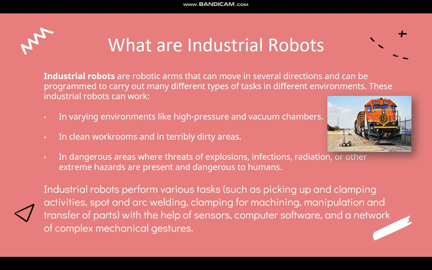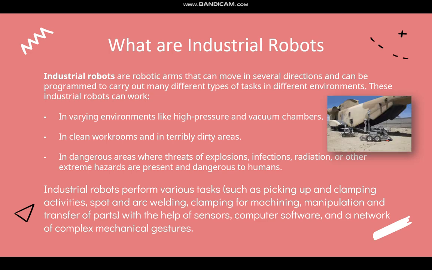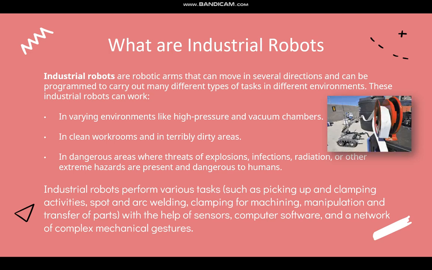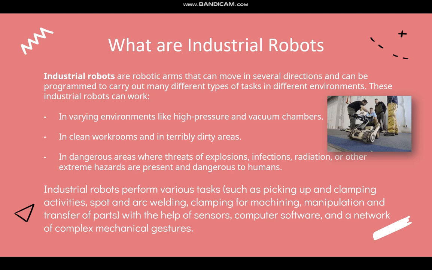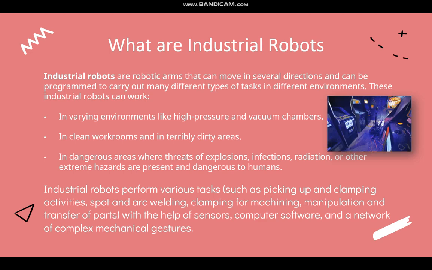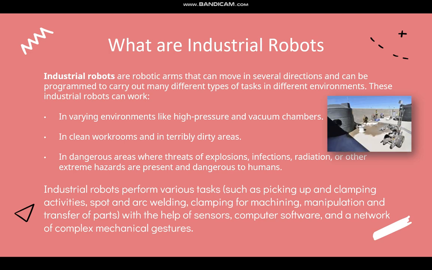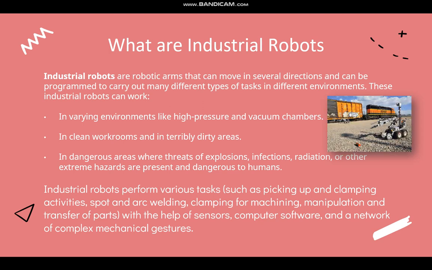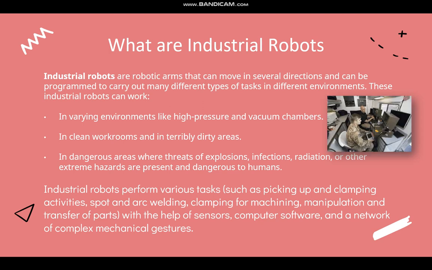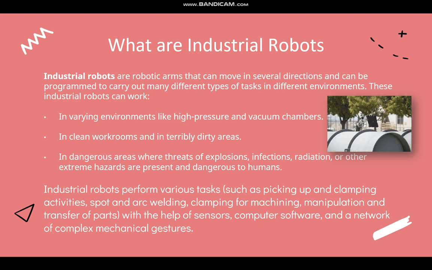Industrial robots perform various tasks such as picking up and clamping activities, spot and arc welding, clamping for machining, manipulation, and transfer of parts, with the help of sensors, computer software, and a network of complex mechanical gestures.